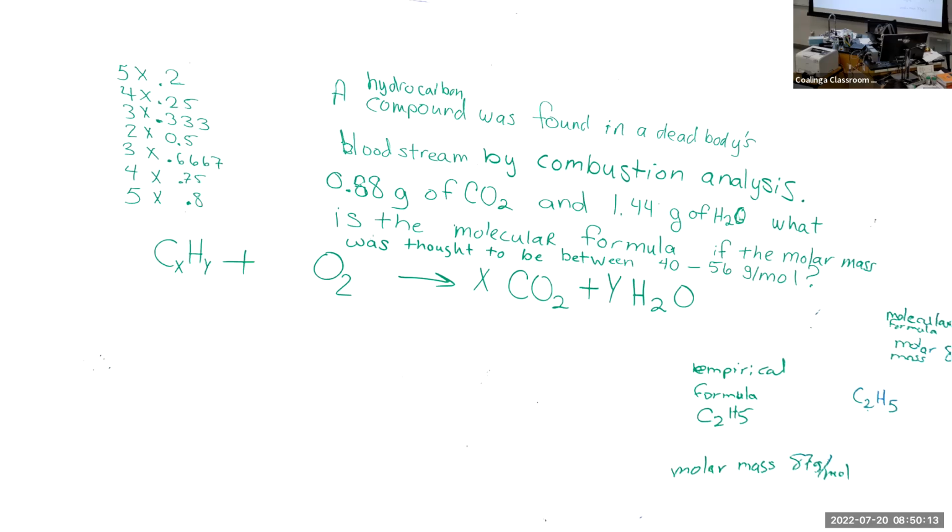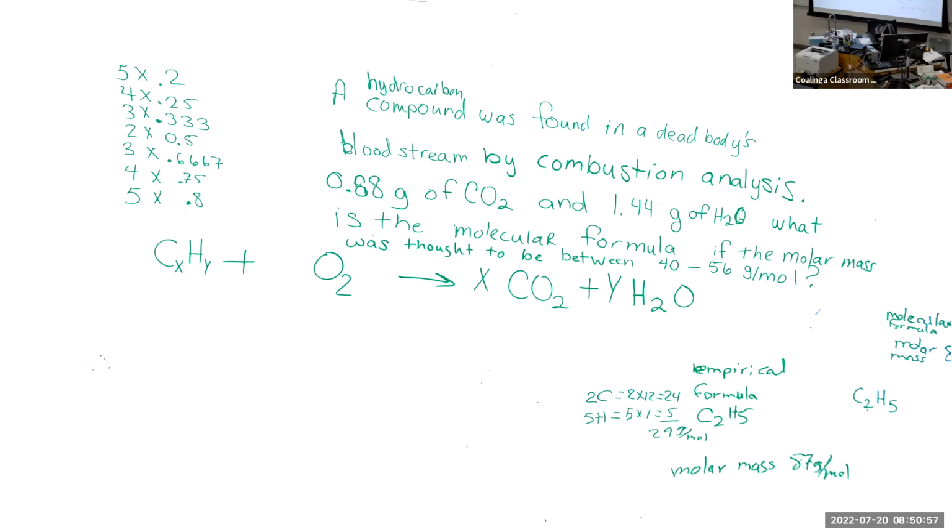The way that you go about doing that is you have the empirical formula, right? So you would calculate the molar mass of the empirical formula. What would be the molar mass of C2H5? How many carbons do I have? I have 2 carbons, that's 2 times 12, 24. And then I have 5 hydrogens, 5 times 1. That's 29 grams per mole.